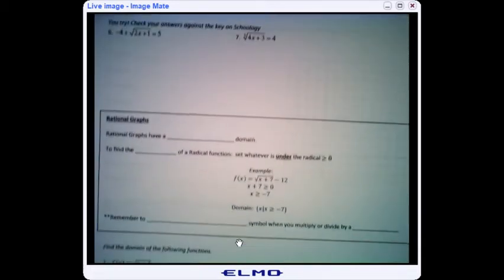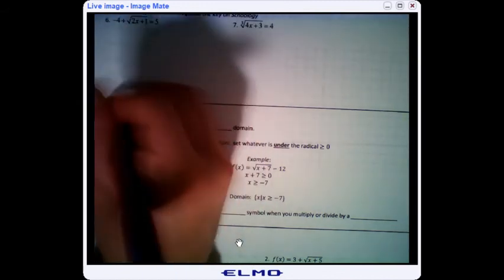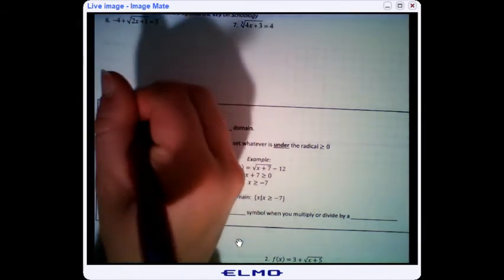The next section is going to be radical graphs. Obviously, rational is a typo. That's what we're doing next unit. It must have been on my brain.